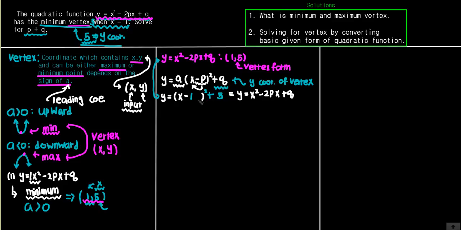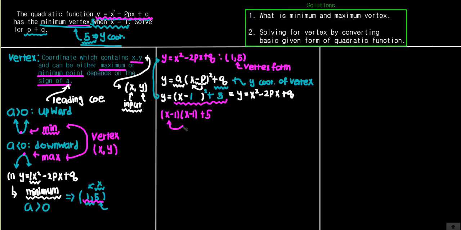Now we can do one thing from here. We know that from this vertex form, we can convert back into our original form so that we can compare it. Y equals (x minus 1) squared plus 5. All you have to do is expand this binomial. It is going to be (x minus 1) times (x minus 1) because it is a square. Square means we're multiplying the same thing. We still have our constant, which is 5.